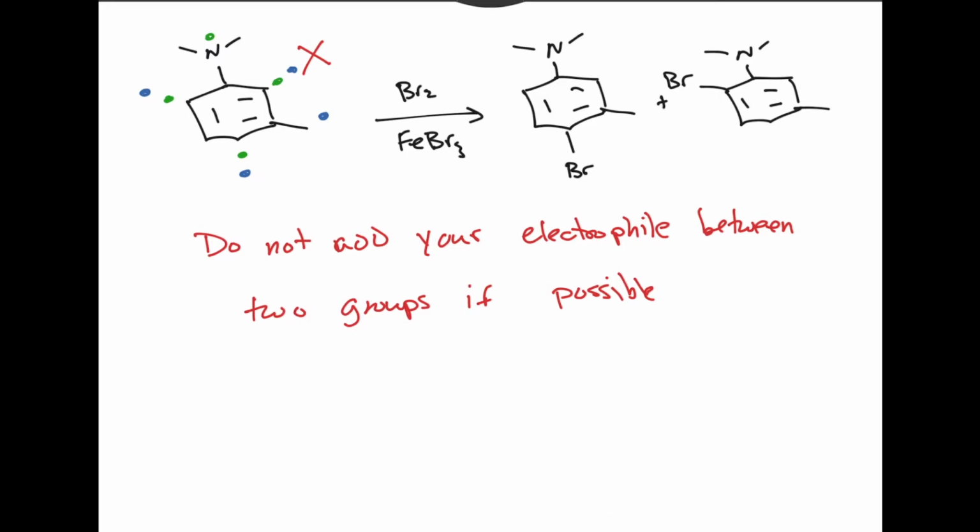But your electrophile is like, I would rather go in the back of the station wagon and tape myself up than go between these two groups, right? So you're looking for the place that is most activated, basically that has the most dots, and that is then easy to get to.